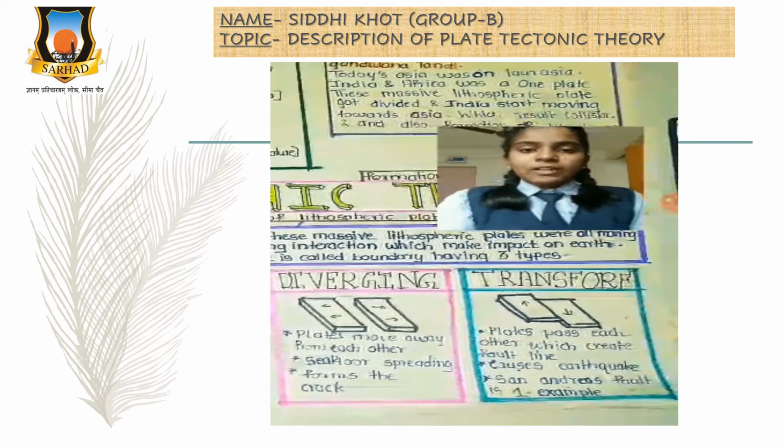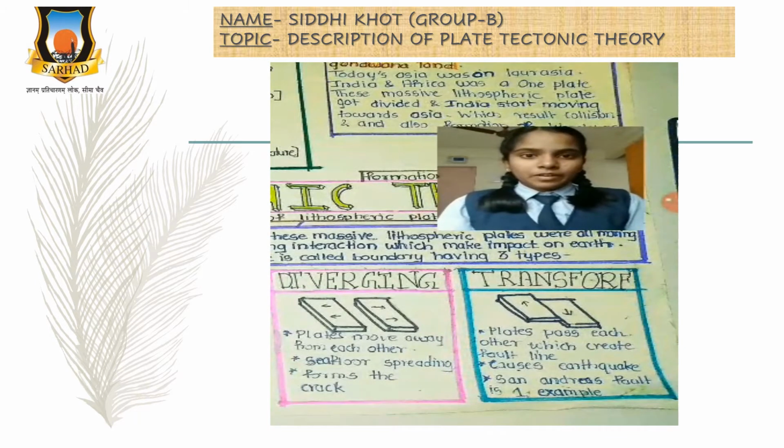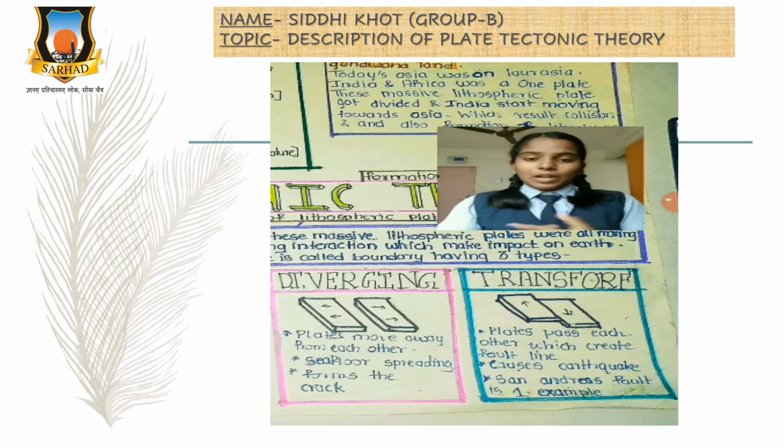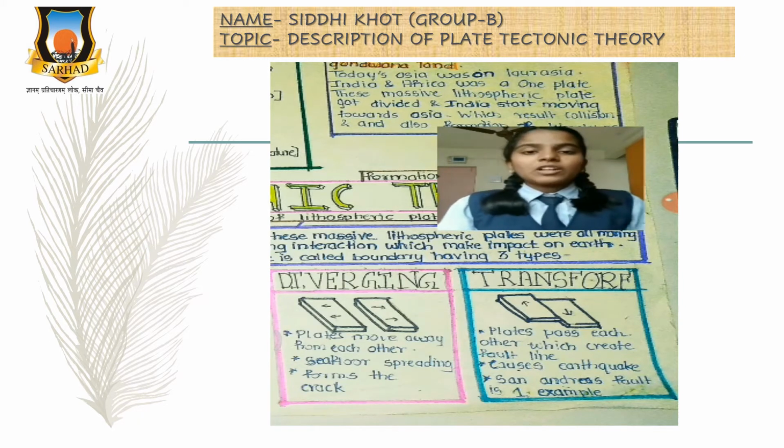Let's go ahead. Here you will see the transform boundary. At the transform boundary, the plates neither collide nor move away from each other. They slide past each other, and this creates a fault line. Faulting occurs, and along this fault line earthquakes happen. One example is the San Andreas Fault.